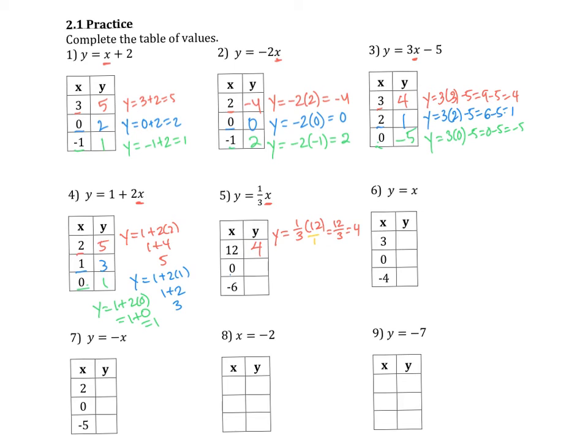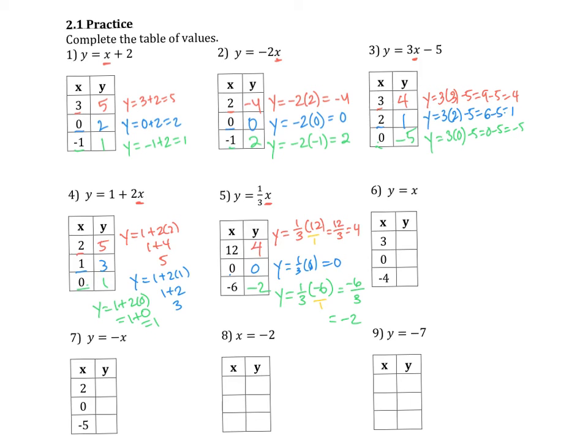Okay, now I'm going to plug in 0. 1/3 of 0. Oh, I'm not going to do all that work. Anything times 0 is 0. 1/3 times negative 6. And now I'm going to put the 1. 1 times negative 6 is negative 6. 3 times 1 is 3. So I'm going to get negative 2. Okay, I'm going to go ahead to the next one, 6.